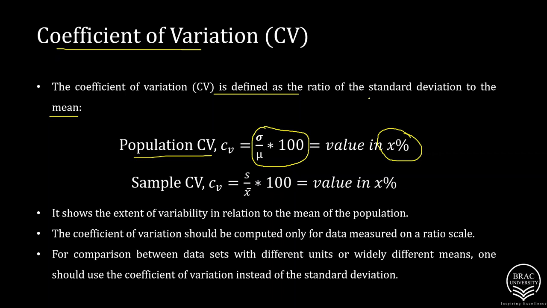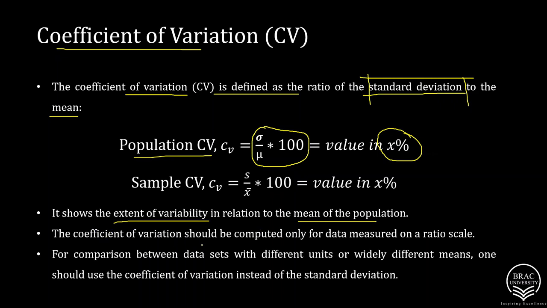And you can see we are dividing the standard deviation, though we are calling it the coefficient of variation. So you just have to remember that we are dividing by the standard deviation, not the variance. So what does it do? The coefficient of variation shows the extent of variability in relation to the mean of the population.